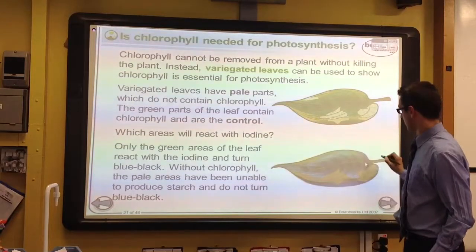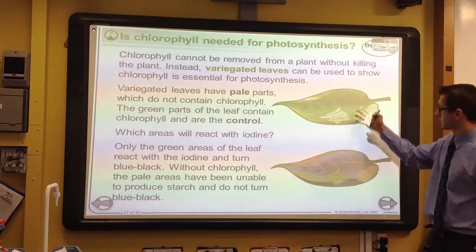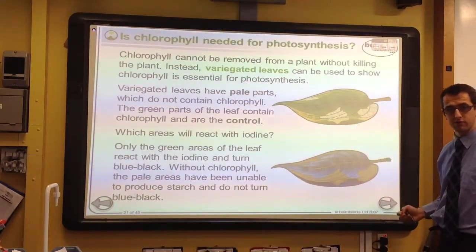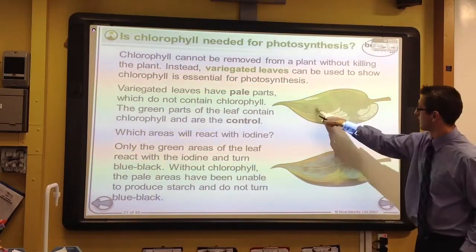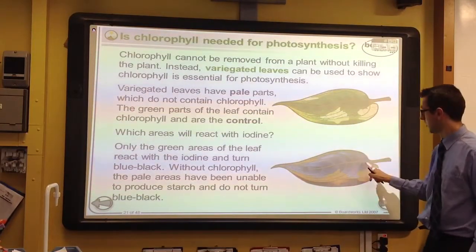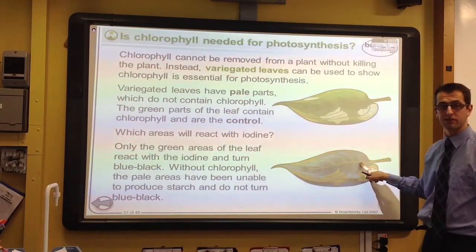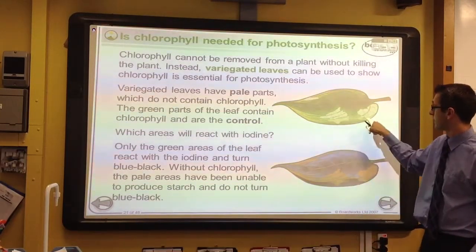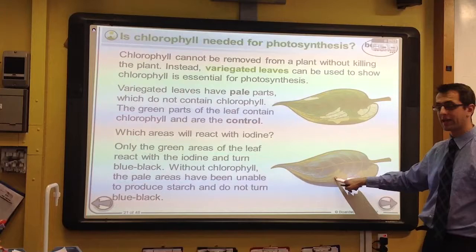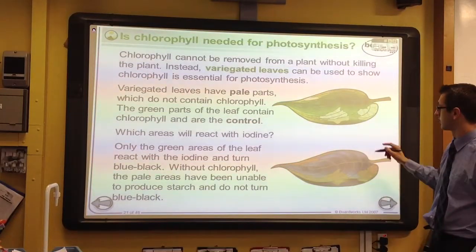And so, to react them together with the iodine, this is the pattern that you would see having used that experiment we've just looked at. Where the green, dark areas are with lots of chlorophyll, they went blue-black when tested with iodine, and where the pale areas without the chlorophyll, they remained the reddy-brown colour of the iodine.